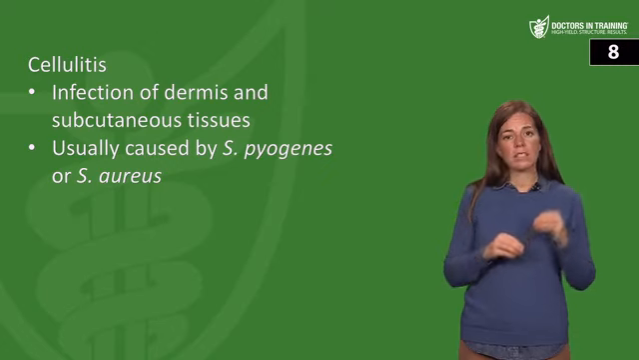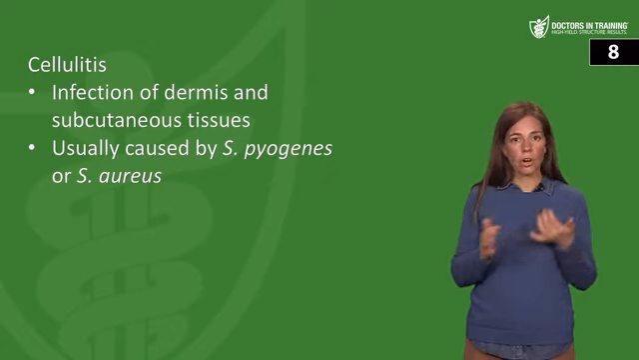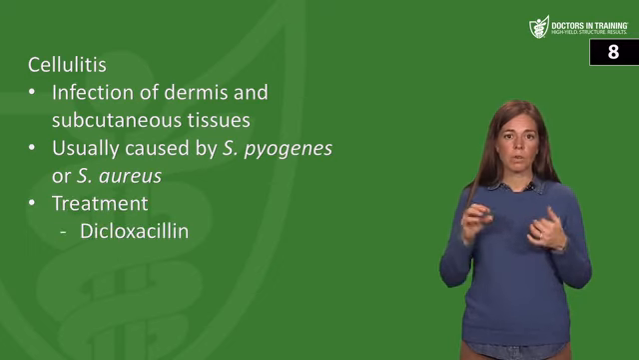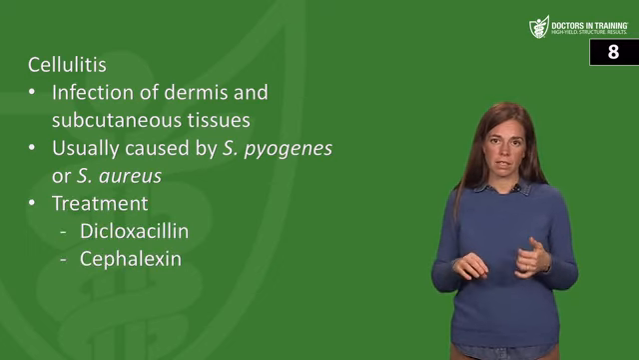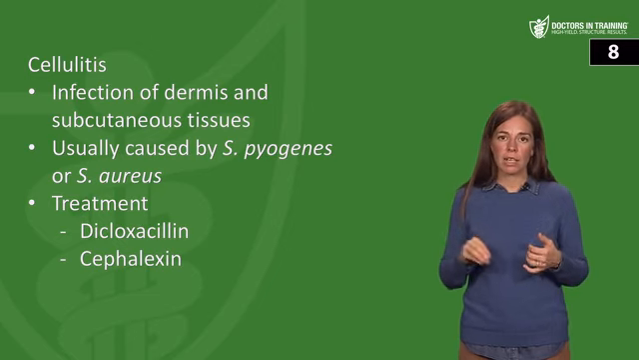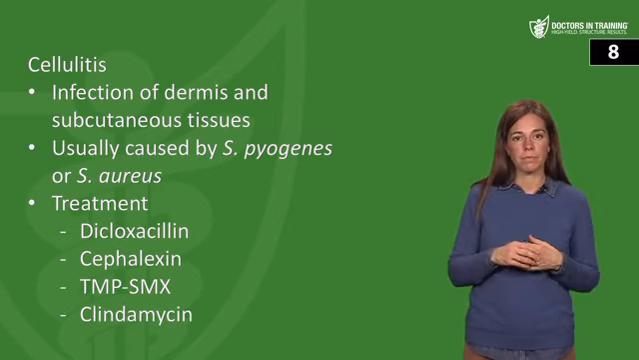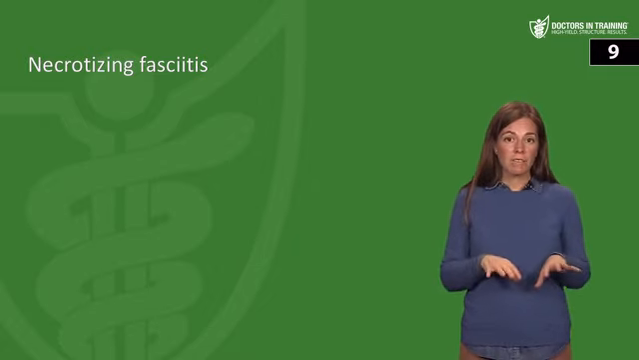And if the cellulitis is non-purulent, in other words, no associated abscess, and you don't suspect MRSA, then you can treat with oral dicloxacillin or cephalexin. And if you suspect MRSA, then consider using trimethoprim-sulfamethoxazole or clindamycin. Necrotizing fasciitis.